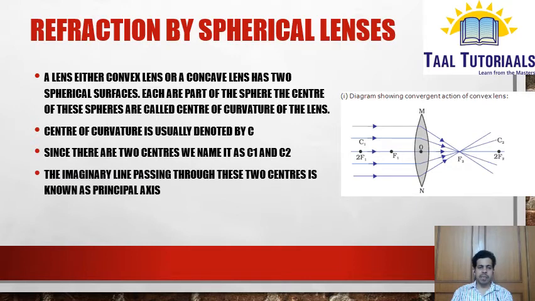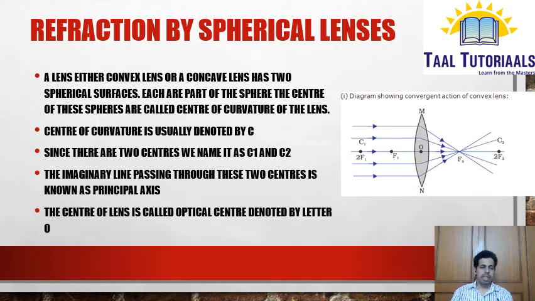The imaginary line passing through these two centers is known as the principal axis. I think you already have an idea of what the principal axis is. In the case of a mirror, the line passing through the pole, focus and center of curvature is the principal axis. Here we have two centers on both sides of the lens, so the line passing through these two centers is the principal axis. The center of the lens is called the optical center and is denoted by the letter O.